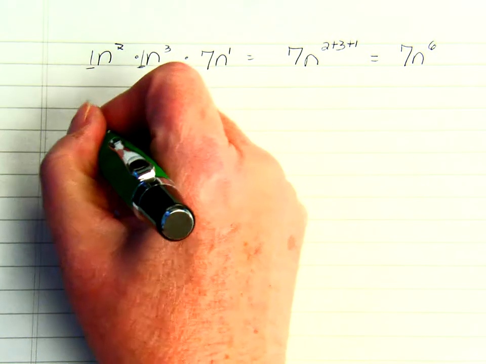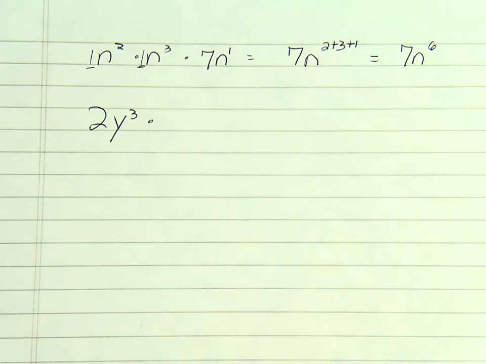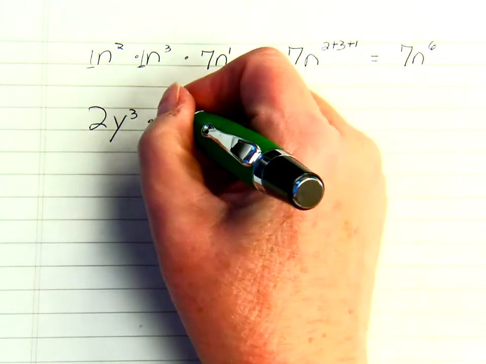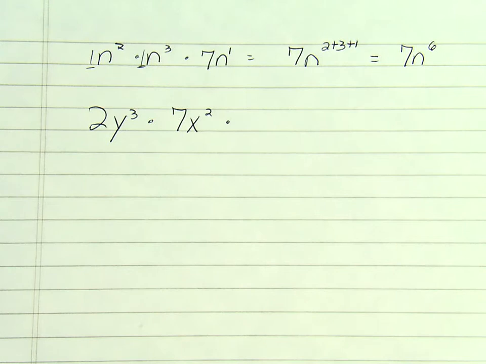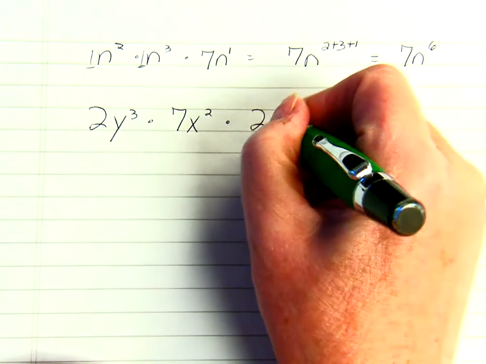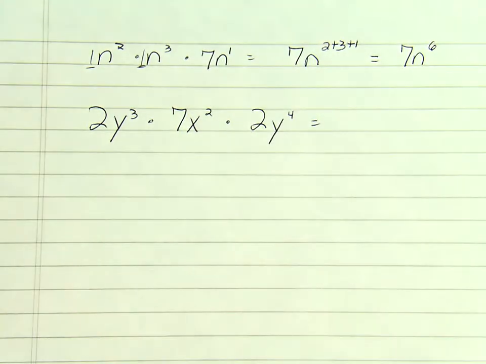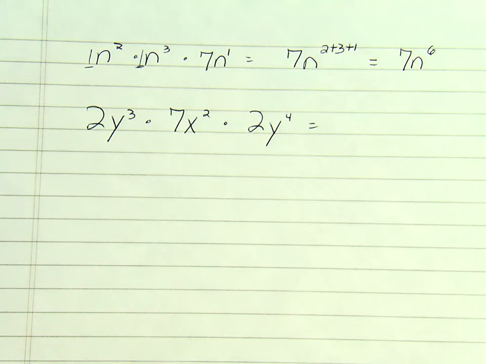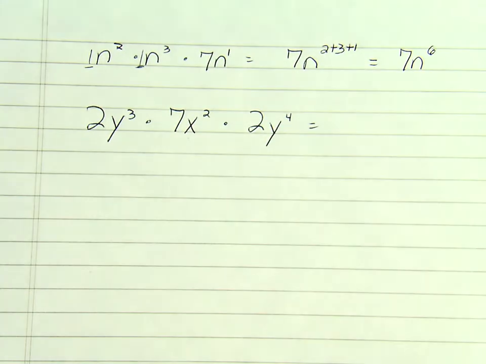Let's look at another example. Let's look at 2y cubed times 7x squared times 2y to the 4th. Okay, this is a great example because what we're looking at here is with all multiplication, even though this x is a different base, we can still make it all into one term, okay?